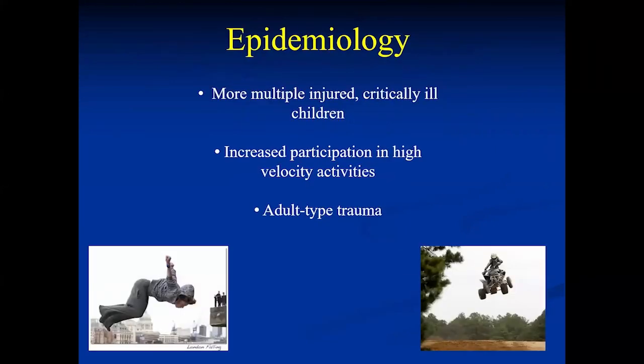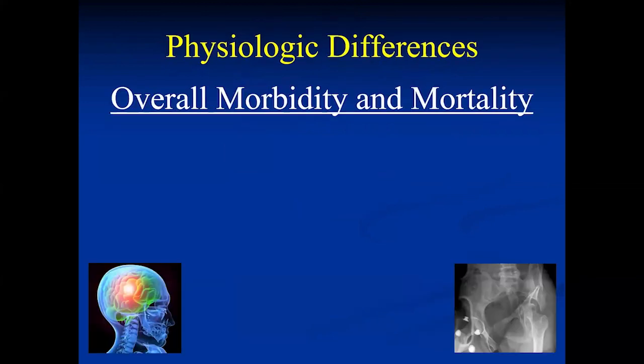Now, the important thing to understand is we're seeing more multiply injured, critically ill children. The reason for that, especially now post-COVID, is that we're seeing increased participation in high velocity activities, and we're seeing more adult type trauma in younger and younger patients.